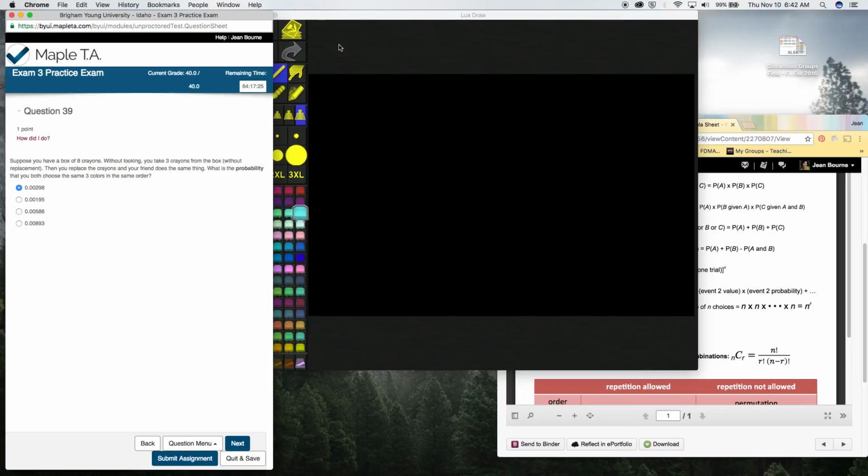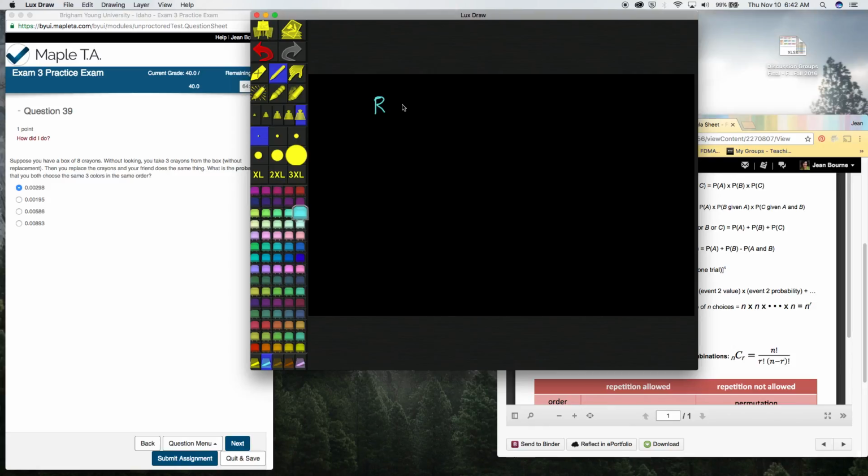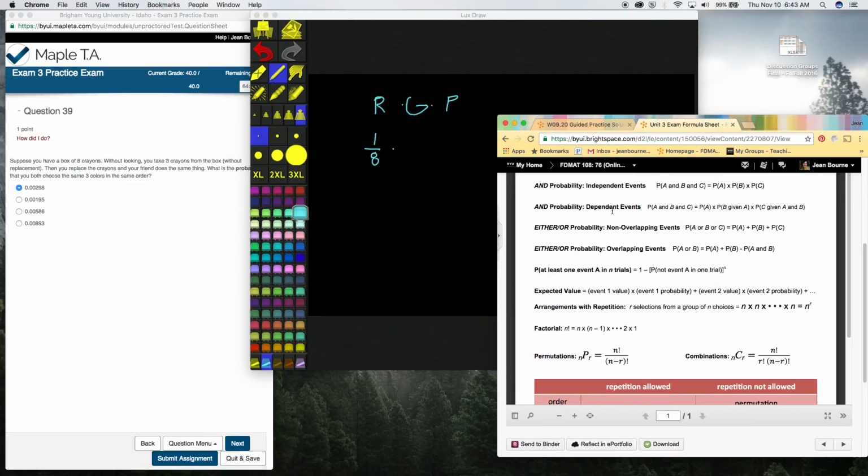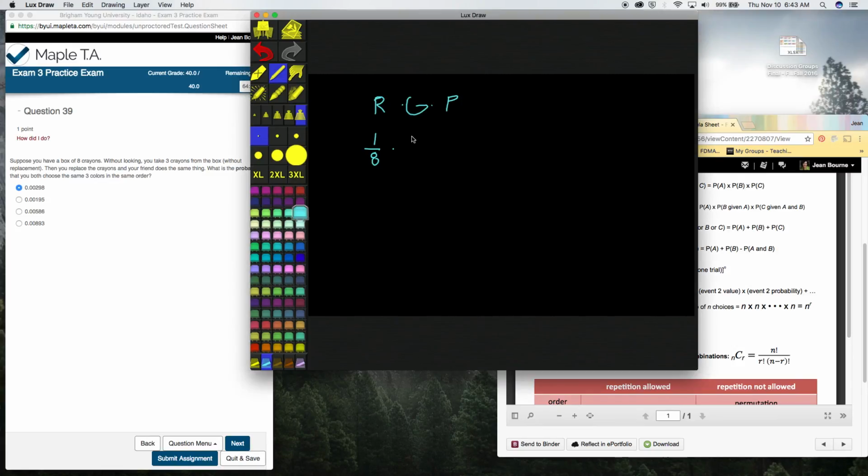So it doesn't matter. My friend's probabilities then do matter, because say I chose a red and a green and a purple, then she has to choose the same exact crayons. So she has a 1 out of 8 chance of choosing a red. And then the green is going down. So we're over here with dependent events. So that means the probability of A times the probability of B, subtracting the A out of there because I didn't put the crayon back. So now I have 1 out of 7, and now I have a 1 out of 6. So I do that math and I come up with that number right there.